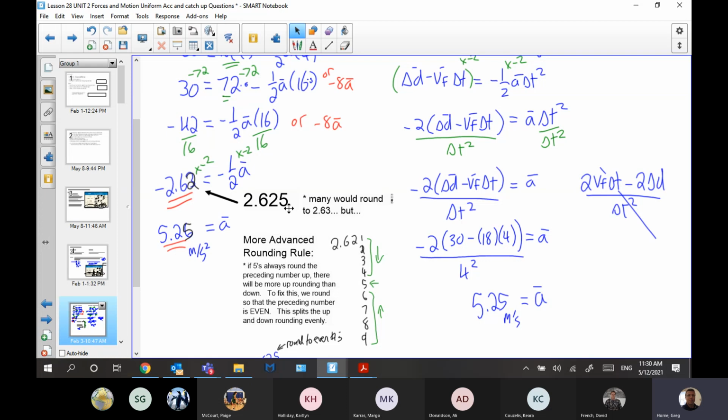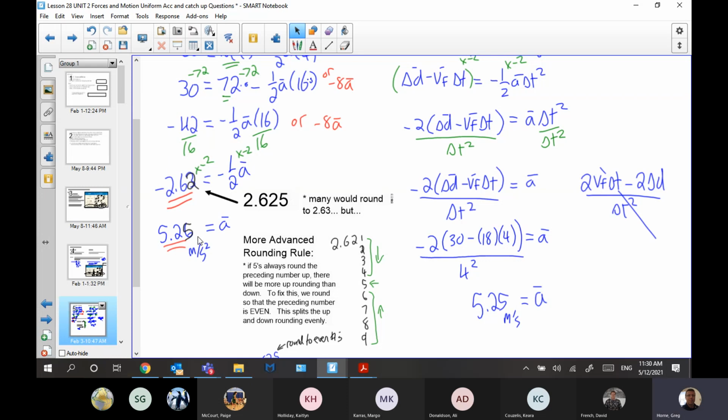But when you're rounding an answer and you want to keep a certain number of significant digits here, 2.625, the rounding rule for that is you're going to round that to a 2. You round so that it's even. You always round so that it's an even number if you have a 5 that you're rounding out. And that's so that you don't round up more times than you round down.